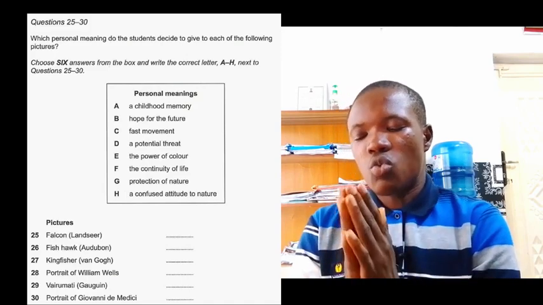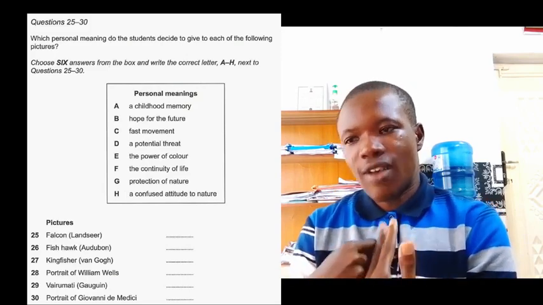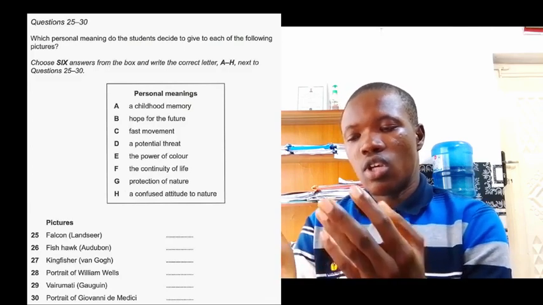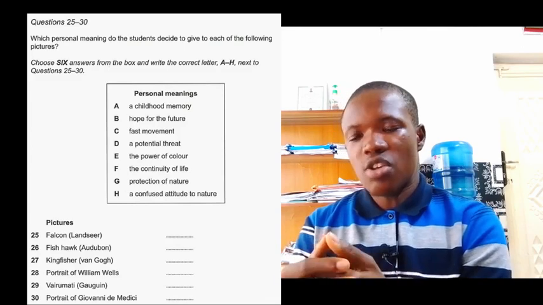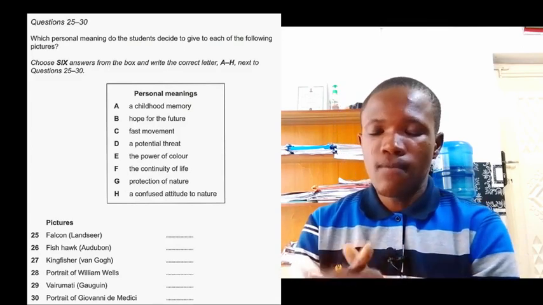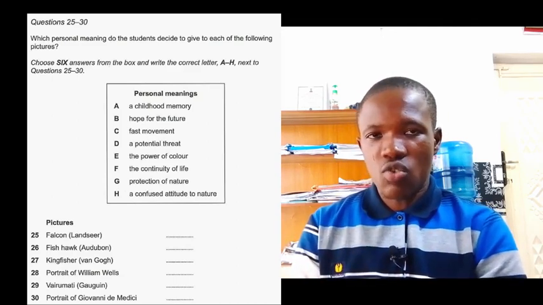So that is one thing you should bear in mind, and you should also be able to predict the kind of answers that will fit into each of these pictures, because there are some answers that may not fit in, and in some cases they may fit in. And so that's just it about matching categories, and that's how to deal with matching categories questions.